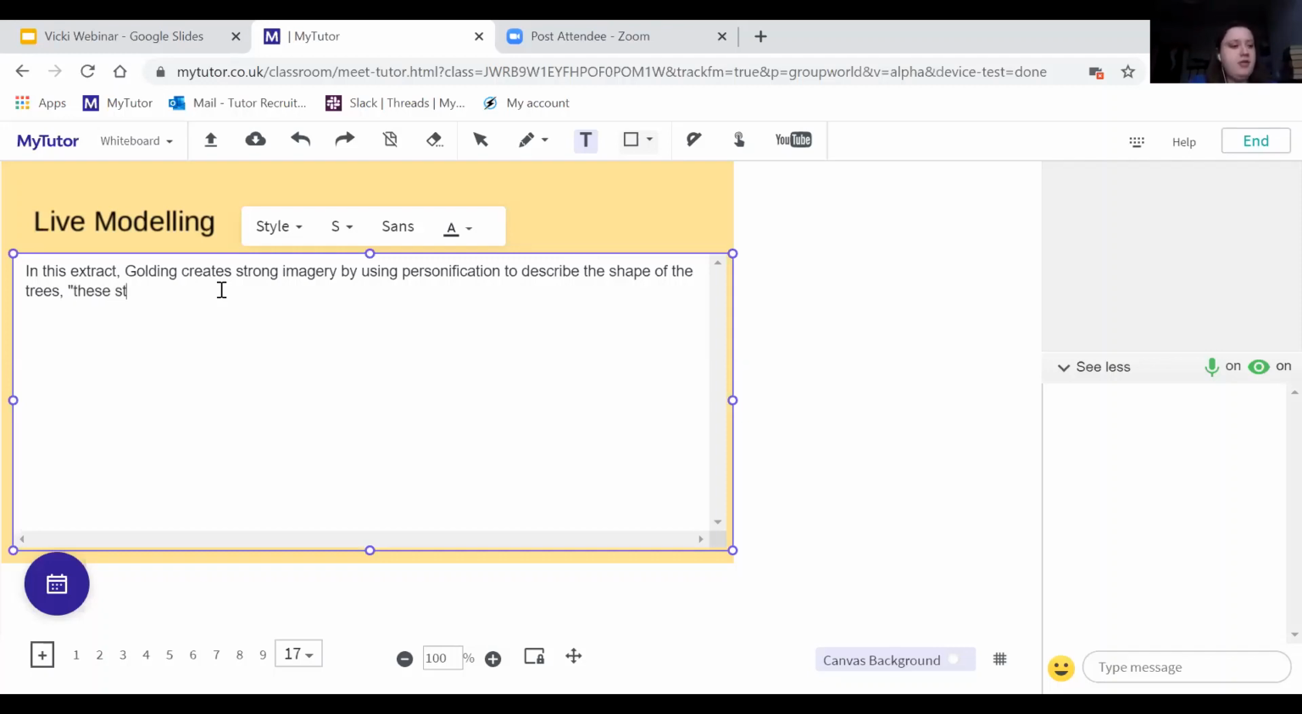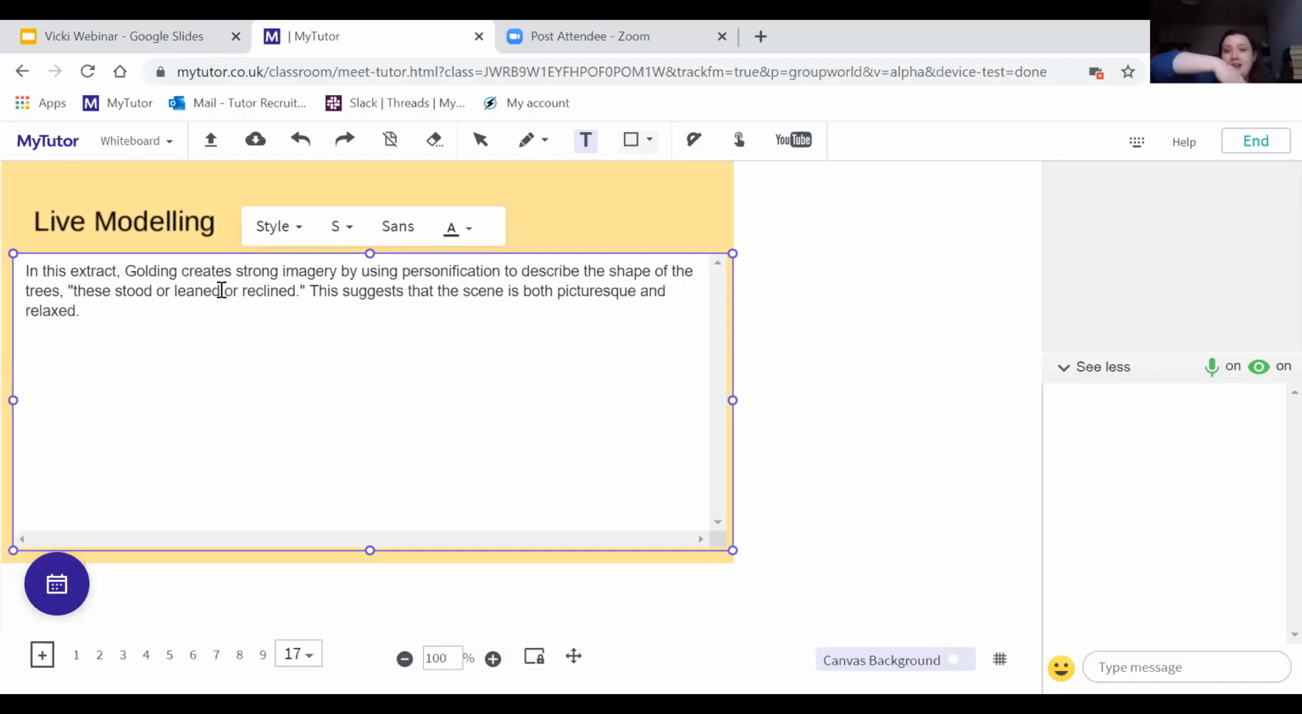So these stood or leaned, spell stood correctly, or leaned or reclined. Now the punctuation needs to come before you close the speech marks and then put your speech marks. So now I'm going to put my analysis. So this suggests that the scene is both picturesque, so I'm starting a basic level analysis here, and relaxed. So nothing too showy, nothing particularly exciting, basic level stuff here.